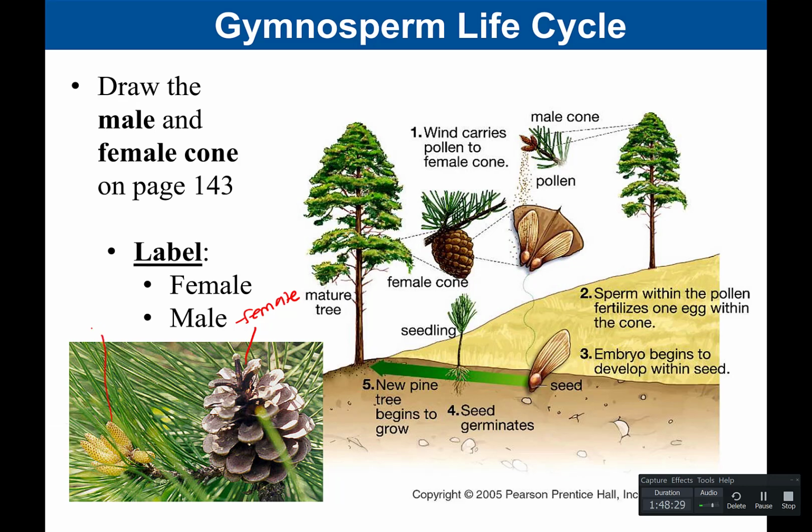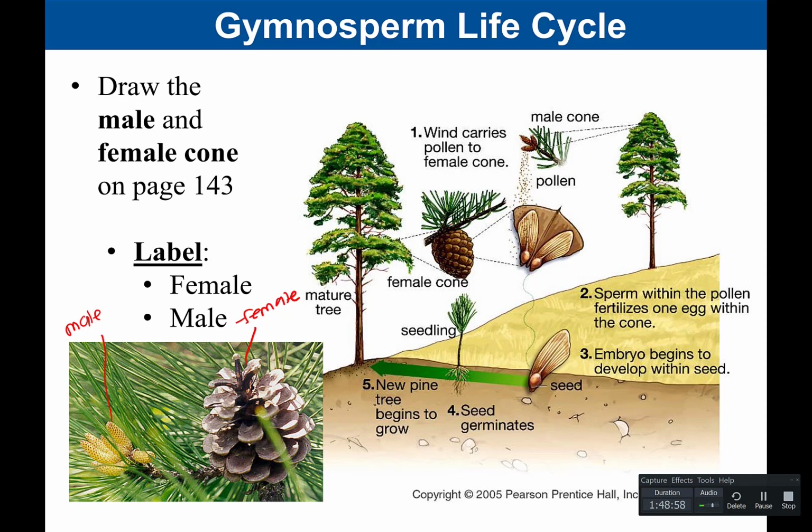The male cones are the smaller of the two. They're very soft. They're very fragile. They're not nearly as hardy as the female cones. Now, the male cone is the cone that's going to produce the pollen. And pollen is going to be distributed by wind. And so the wind is going to carry the pollen from the male cone to the female cone.